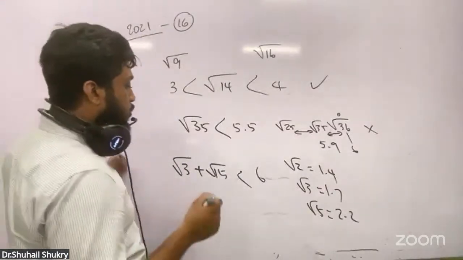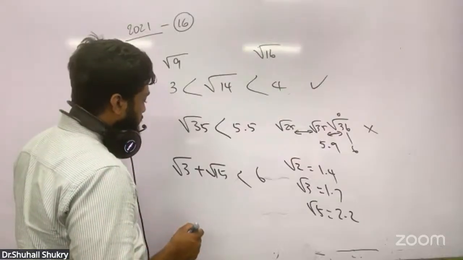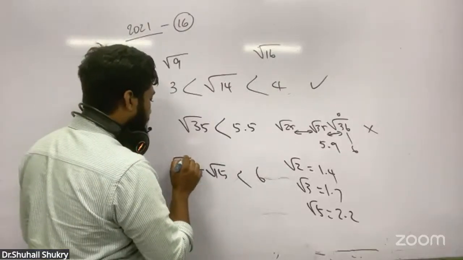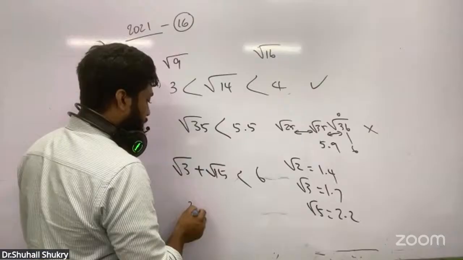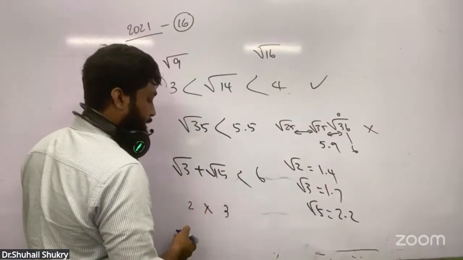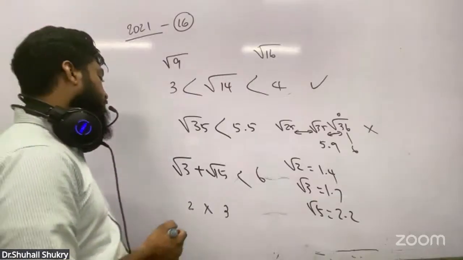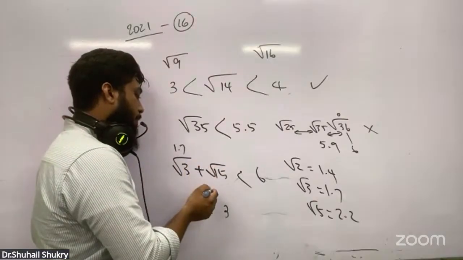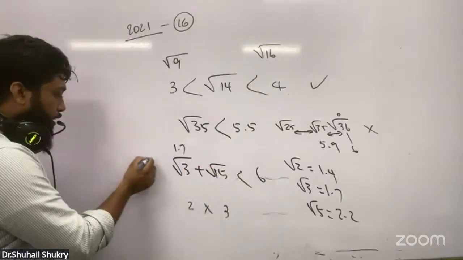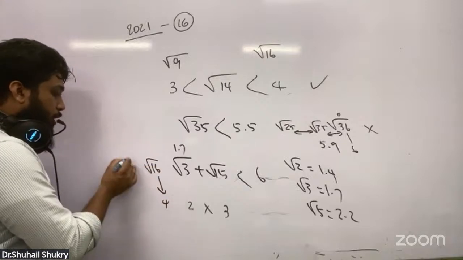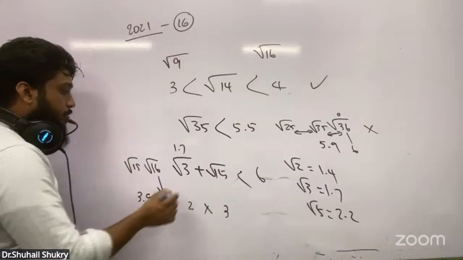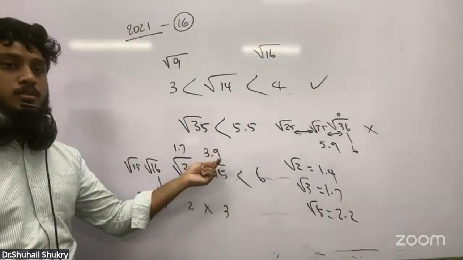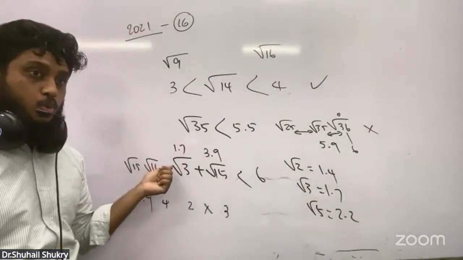Right. So what can I do? Root 3 means something less than 2. 2 into 3, I will get how much? 6. So root 3 means something like 1.7. Root 15, or root 16 you can check. Root 16 is how much? 4. So root 15 should be definitely 3.9. So this value is something closer to 4, and this value is something closer to 2.